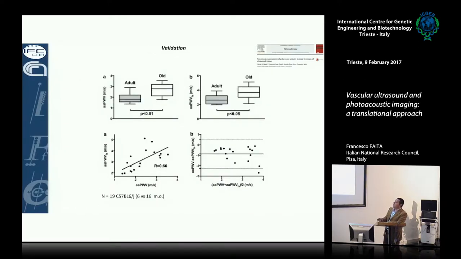We validated the system in wild-type mice of different ages, and as you can see, the old animals show a greater pulse wave velocity, which means stiffer arteries, and this difference was significant considering both the early systolic value of the pulse wave velocity or the late systolic value. Regarding Bland-Altman analysis, despite a good correlation between early systolic and late systolic values, the latter are significantly higher than the early systolic value, demonstrating the pressure dependence.